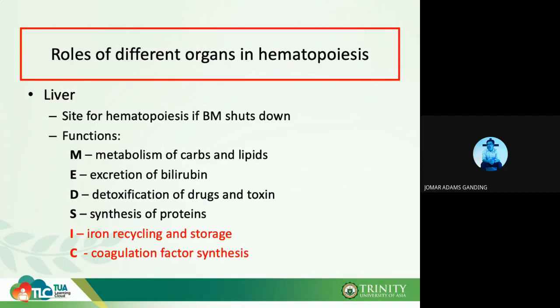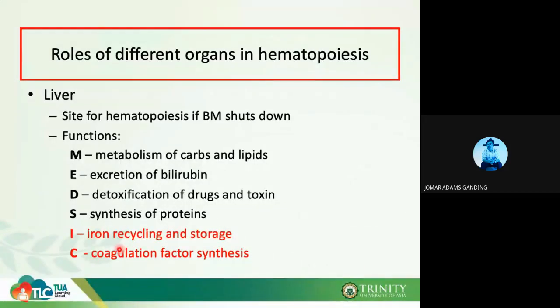Transferrin is your transfer protein. Kaya transfer protein. So, in your liver, we have there your iron reserves. Within your liver, doon nagre-recycle at nag-store. Remember your bilirubin when we discussed in clinical chem? After your hemoglobin, your hemoglobin has heme, iron, and globin. Your heme will be excreted as bilirubin. It will also be processed in the liver. And the iron that is in the hemoglobin part will be recycled and will be stored back.